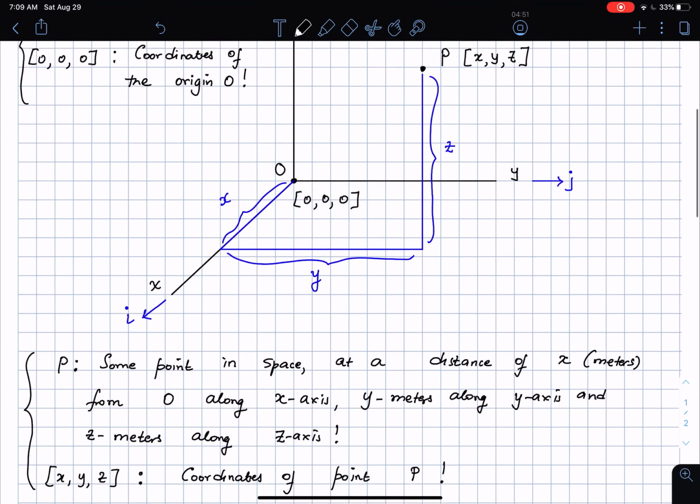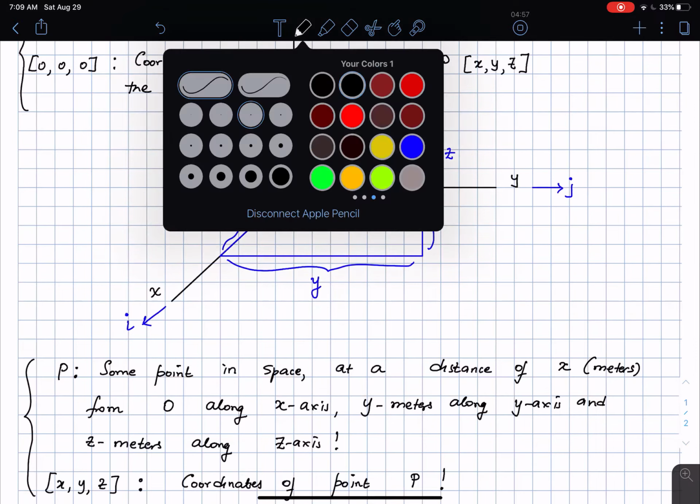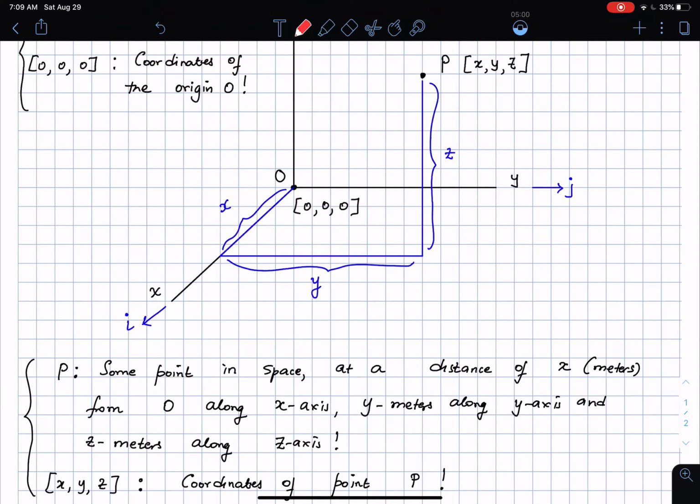Now here is what I'm going to do. I'm going to join the point O and the point P by means of a vector quantity. Let's say that there is a vector going from point O and ending at point P. Let me draw this vector here, making sure that it's joining the coordinate origin. This vector is called R_OP, and this is the position vector that locates point P with respect to O.